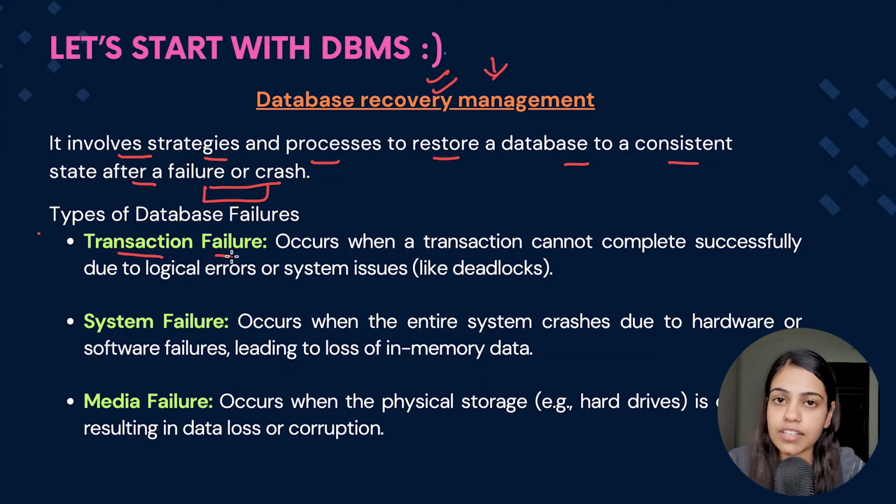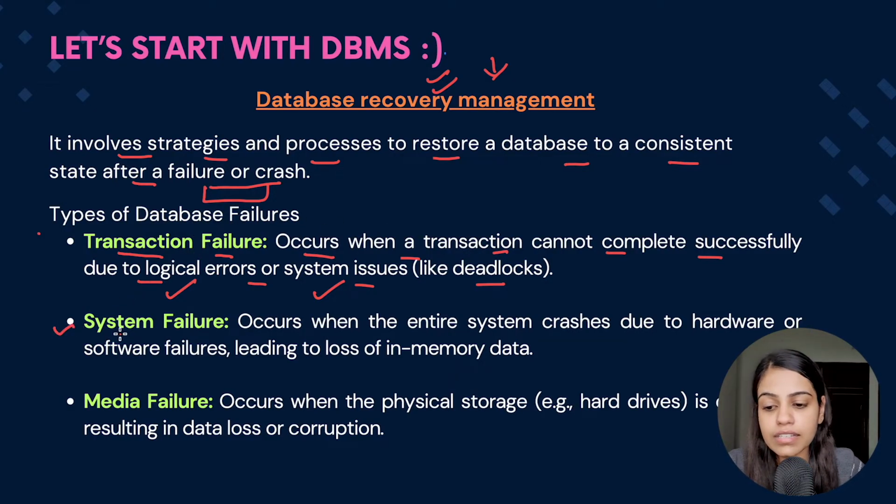The first one is transaction failure. It occurs when a transaction cannot complete successfully due to logical errors, or you can say system issues like deadlocks. So whenever there are some logical errors or system issues like deadlocks, we can face some transaction failure which could happen in our databases. The second one is system failure.